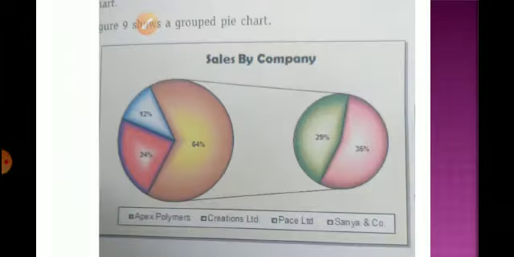Look at this picture, children. This is grouped pie chart. That is a variation of pie chart.